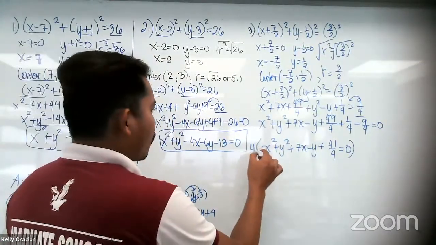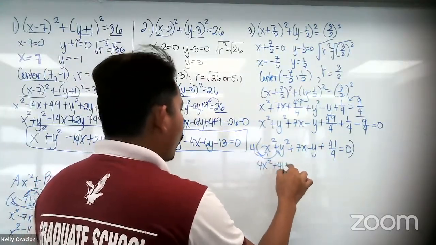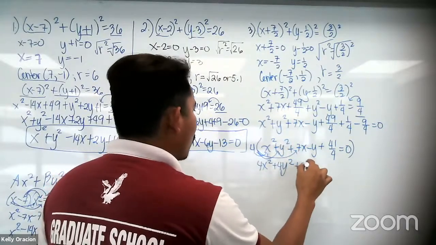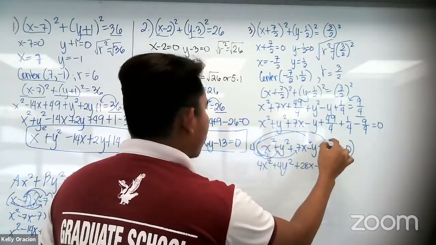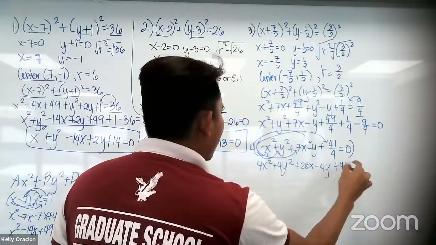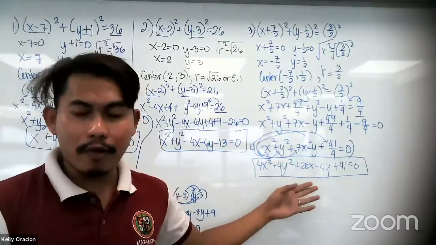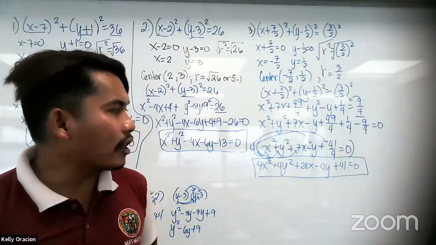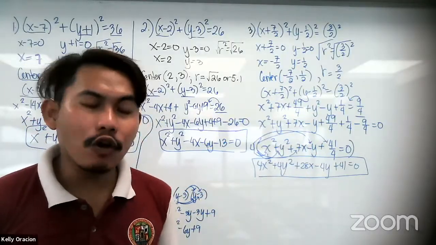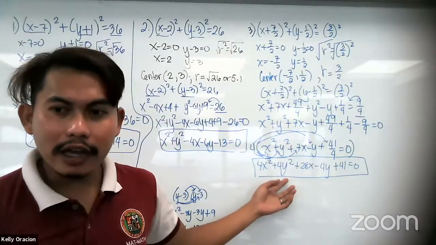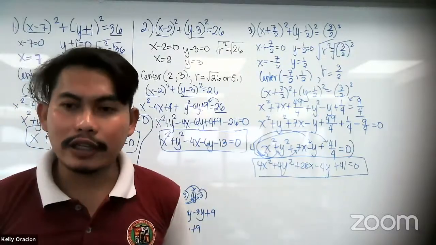So, distribute, that's 4x squared plus 4y squared plus 28x minus 4y plus 41 is equal to 0. And this is now the general form. Ito na yung general form mo. Now, take note. Pag merong ganito sa choices at saka ito, ang pipiliin ninyo ito. Okay? Again na, pag merong ganito sa choices at ito, you need to choose yung nasa choices.